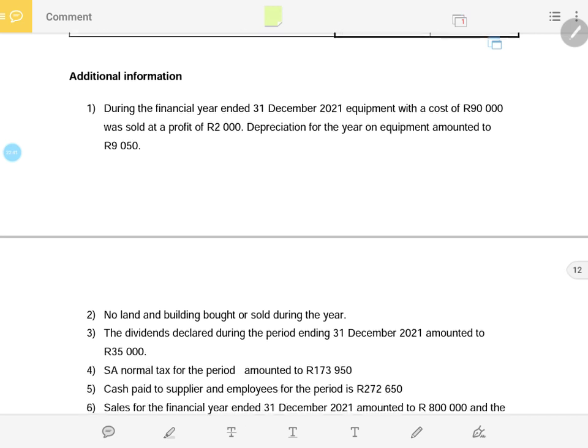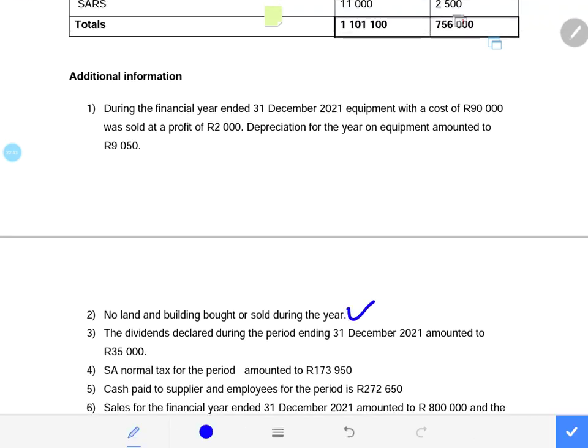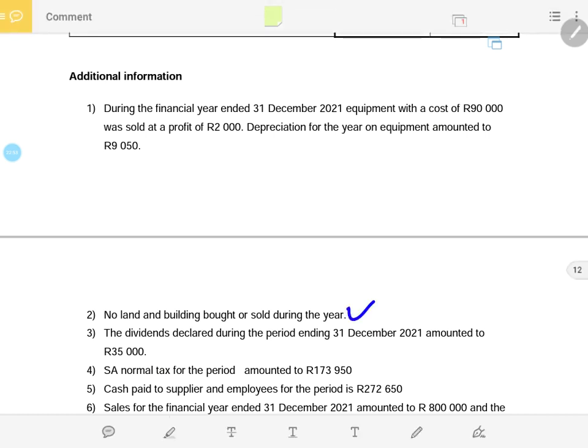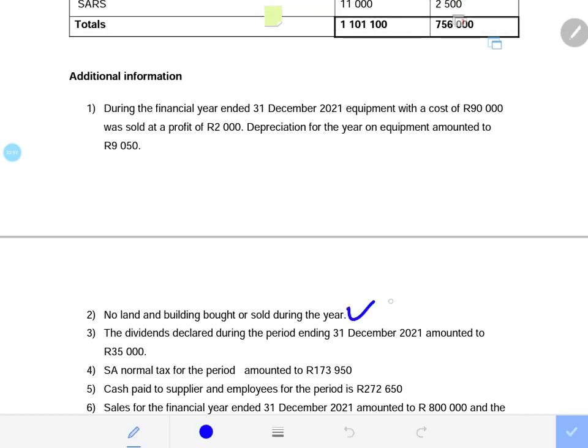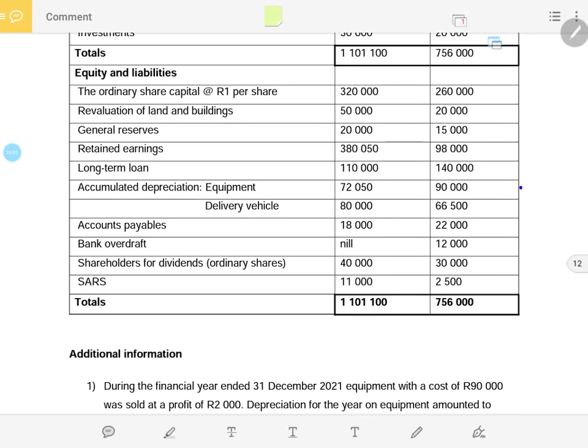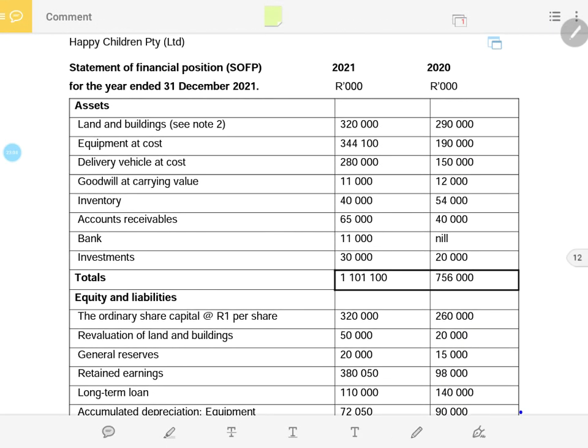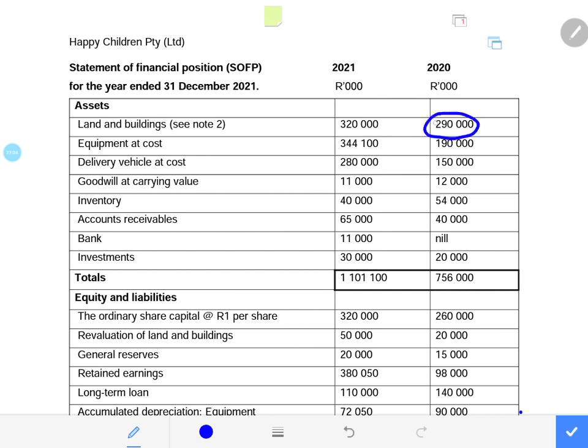Then we go to note number 2. We know that note number 2 spoke of the revaluation. We said the 30,000 rands, which is the difference between the opening balance of the land and building, does not indicate that we bought an item of land and building. If there is an increase in the value of land and building, yet no purchase took place, that means this is called revaluation.